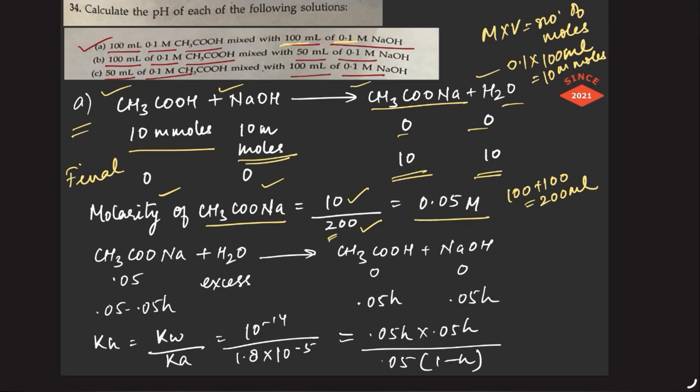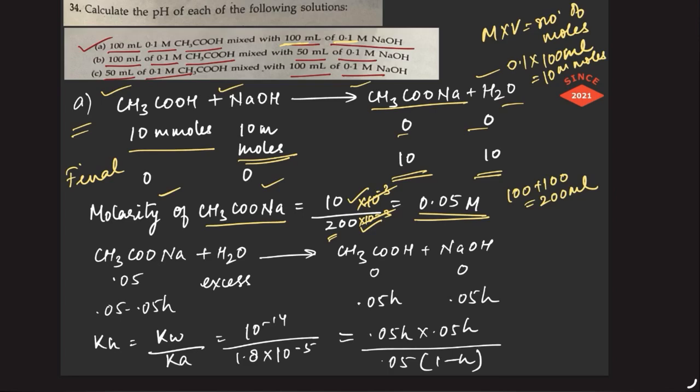Even if you convert this millimole into mole, you divide the number of millimoles by 1000, or it can also be written as 10 into 10 to the power minus 3. Convert the volume into liters, that is 200 into 10 to the power minus 3 liter. Then 10 to the power minus 3, 10 to the power minus 3 will cancel and molarity of the solution will be obtained as 0.05 moles per liter.